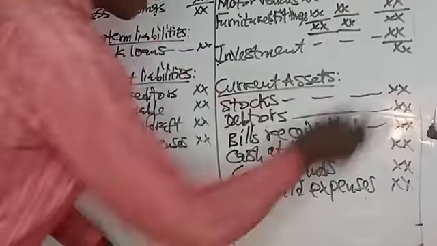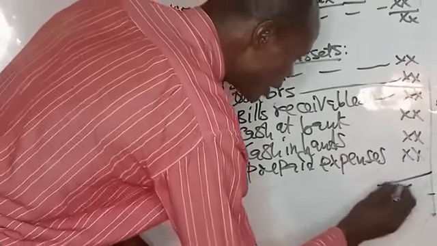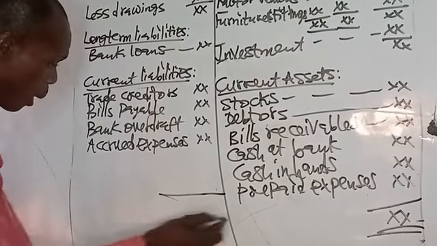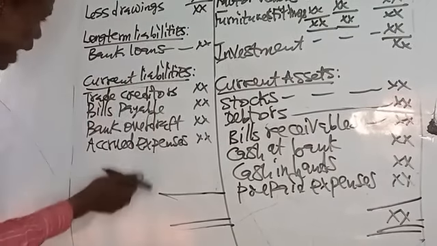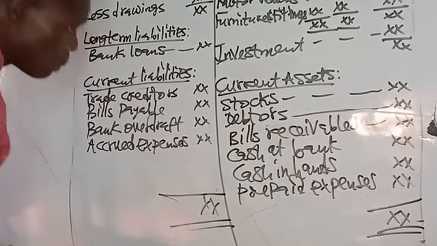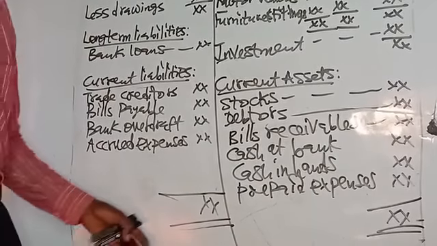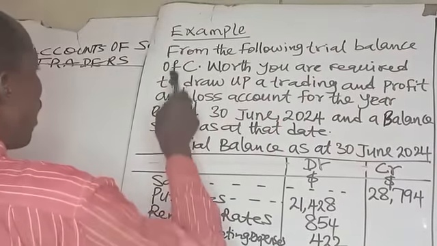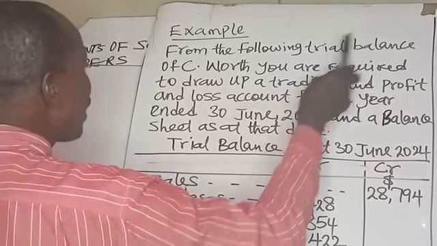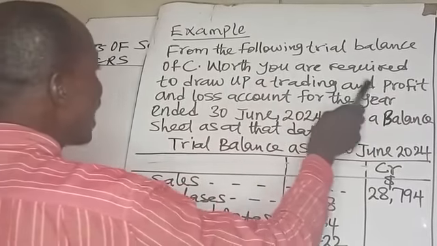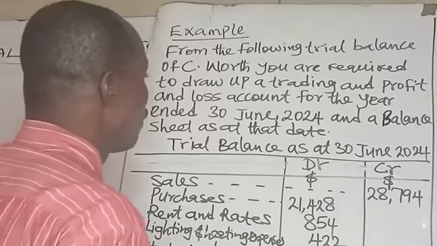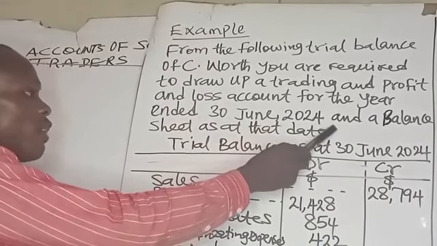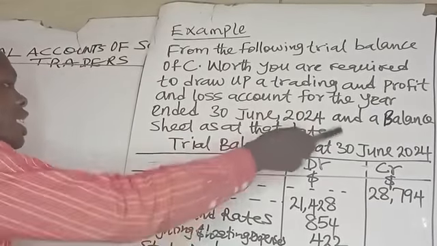Then when you add the total of all the assets, it must agree with the total of your equity, that is your capital and liabilities. The balance sheet will balance. Example, from the following trial balance of C Worth, you are required to draw up a trading and profit and loss account for the year ended 30 June 2024 and a balance sheet as at that date.